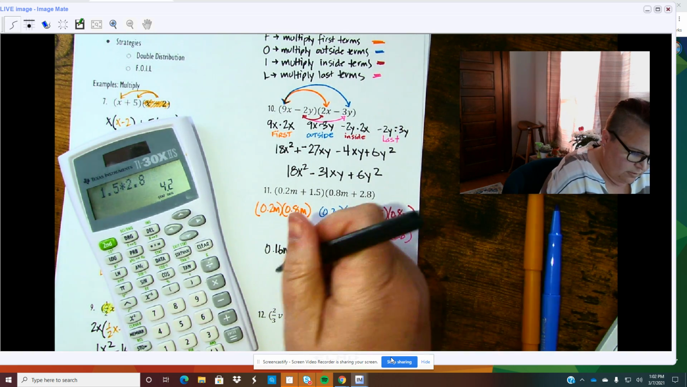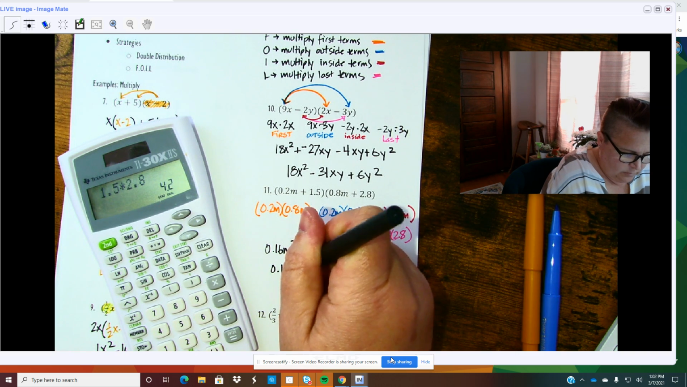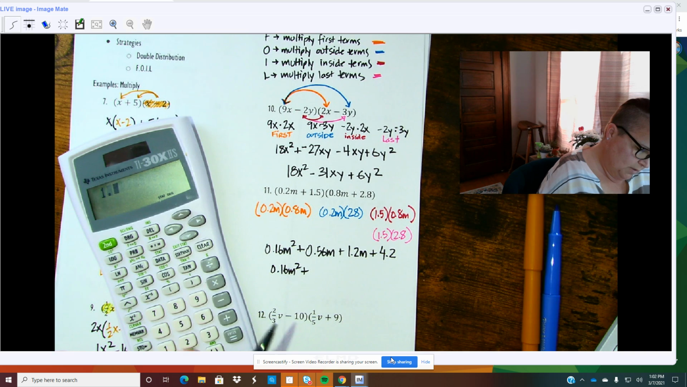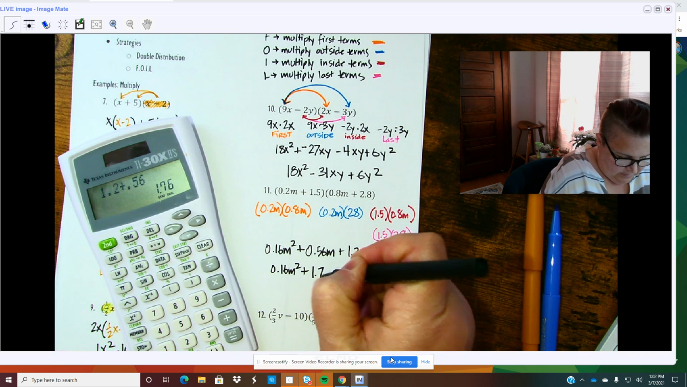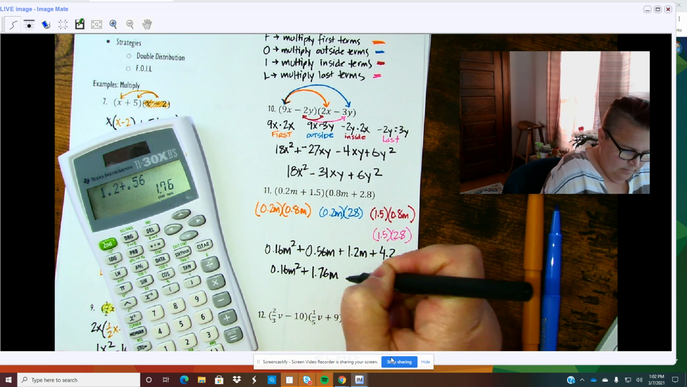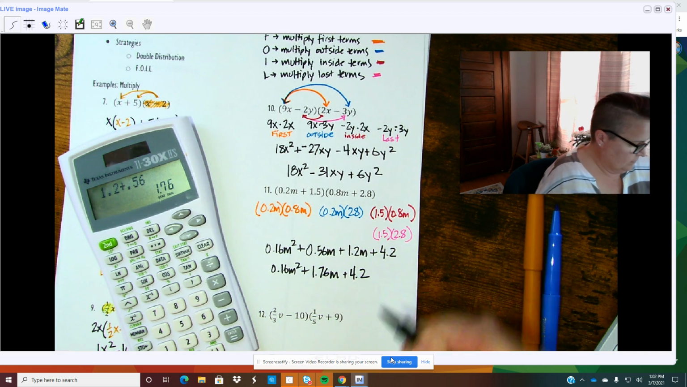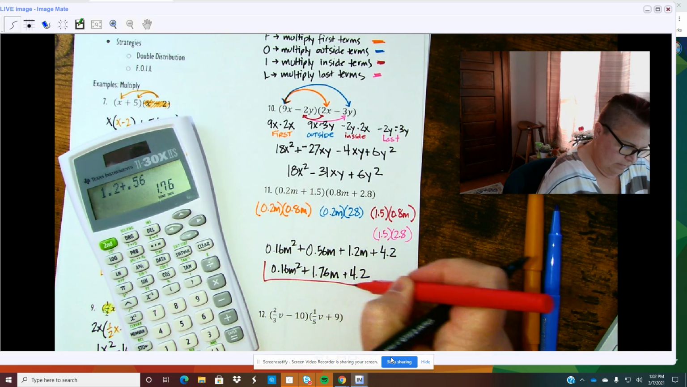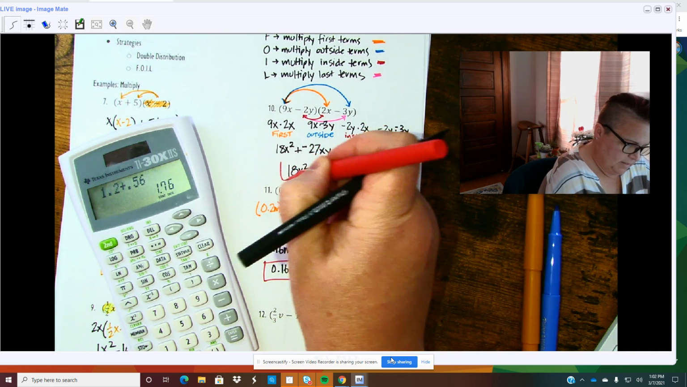So this is 0.16m squared plus, I can combine those, 1.2 plus 0.56, 1.76m plus 4.2. Okay. There we go. I should have red boxed that one.